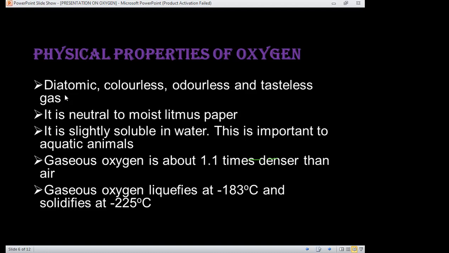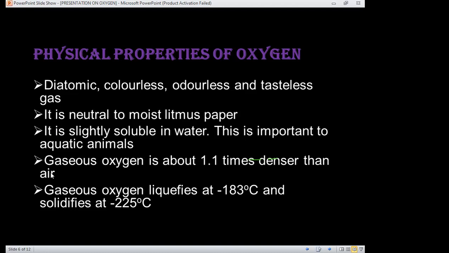It is neutral to moist litmus paper. Then oxygen is slightly soluble in water. Slightly, to a very large extent, it is soluble in water. And this is why animals can stay in the water without coming out of the water for a long time, because some oxygen has dissolved in the water, which the animals in the water can actually make use of.